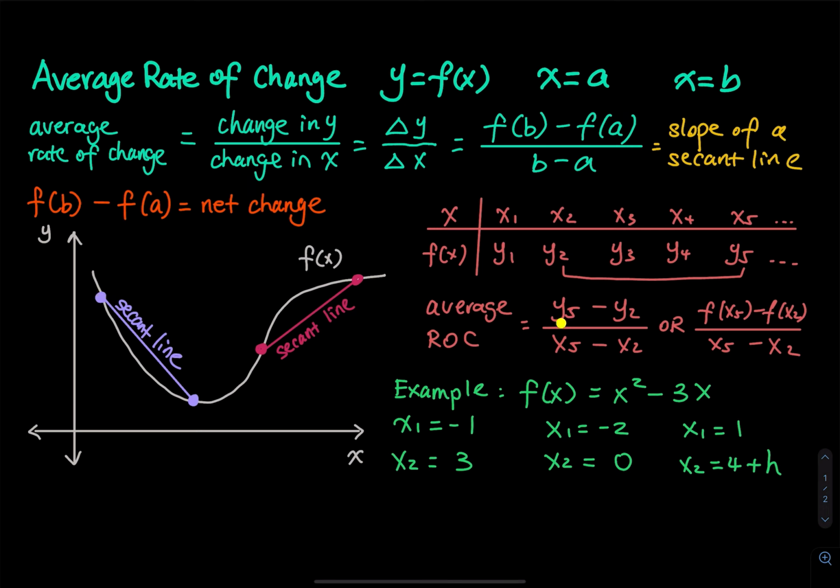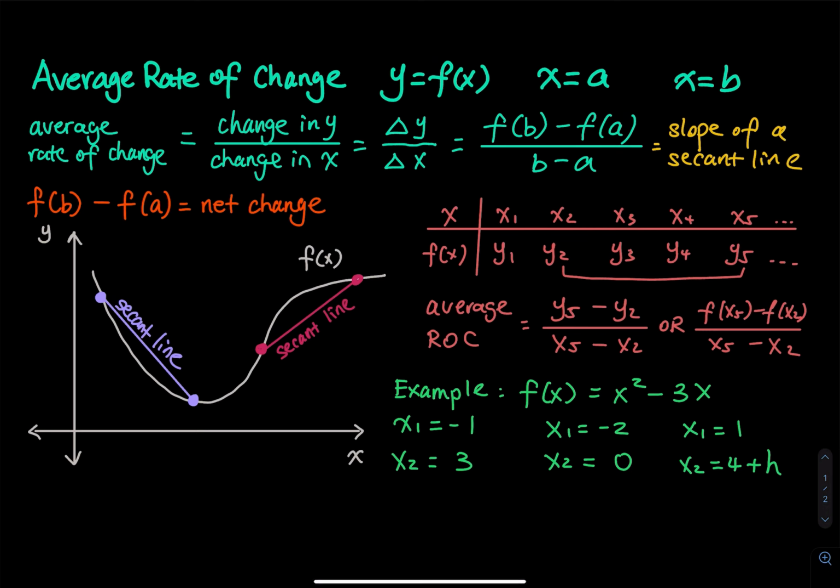The average rate of change between these 2 points is equal to the slope of the secant line, which is y5 minus y2 over x5 minus x2. You can call this y2 minus y1 over x2 minus x1. On top, you use the second y minus the first y. On the bottom, you use the second x minus the first x. So that gives you the slope of this secant line, which is equal to the average rate of change of this curve between this point and this point.